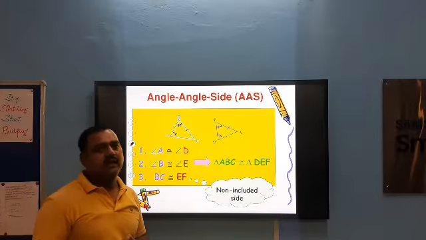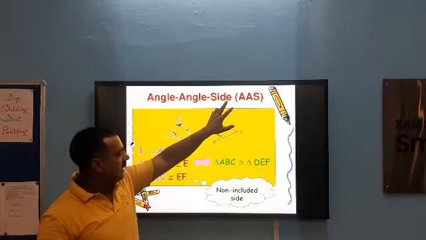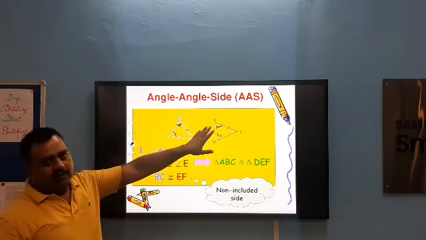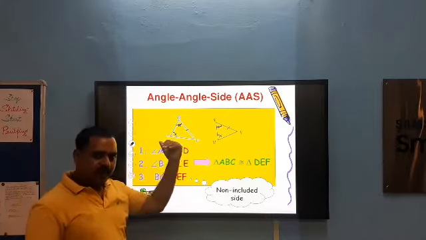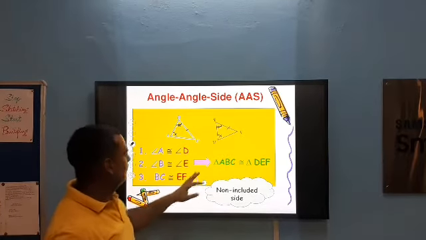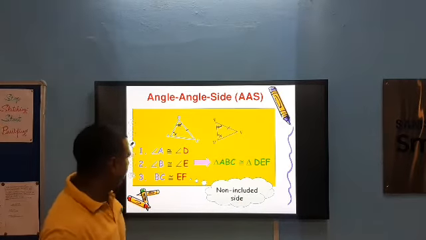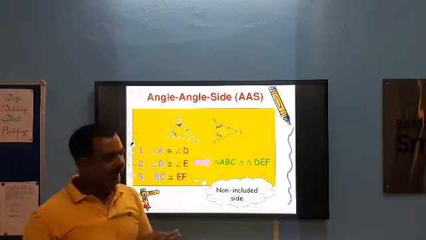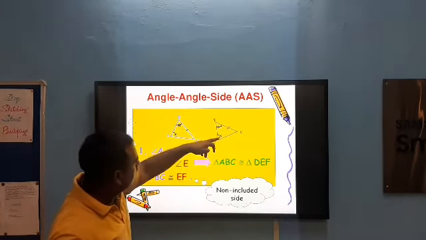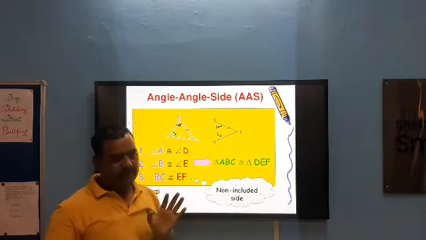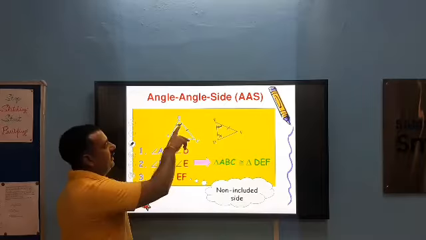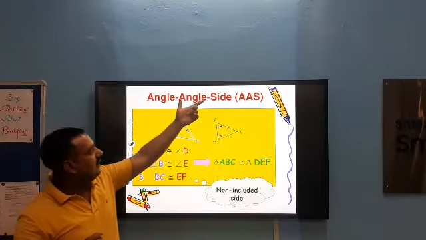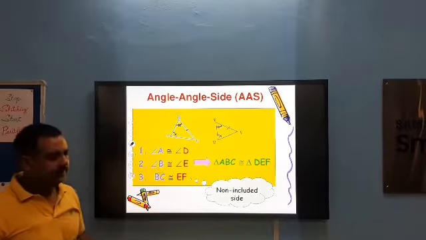Now another criteria is angle angle side. Here we can see that the side is not included, just like previous congruency criteria, but still the triangles are congruent to each other. We take two triangles, triangle ABC and triangle DEF. In these triangles, angle A corresponds to angle D, angle B corresponds to angle E. These two angles are equal, and side BC is equal to side EF. But still using the criteria angle angle side, these triangles are congruent.